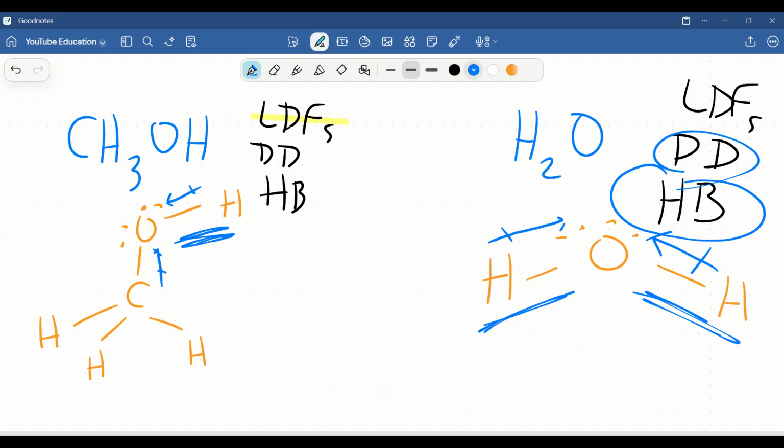So if we consider everything, LDFs are the weakest intermolecular force, so those are not really going to be as deterministic for the strength of the intermolecular forces, and the strongest intermolecular forces out of all these are stronger in water than in methanol. That is, the dipole-dipole is stronger and the hydrogen bonding is stronger, the strongest of those three. Therefore, water will actually have stronger intermolecular forces than methanol.